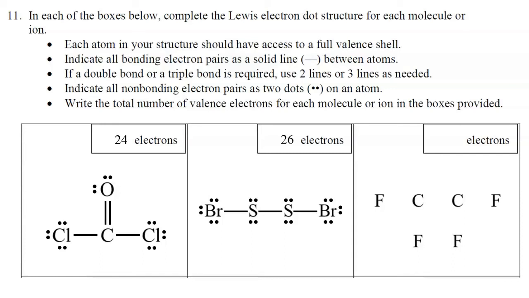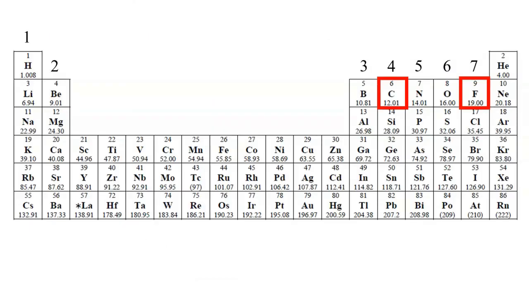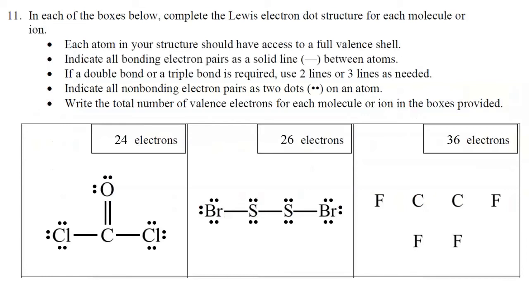Our next molecule contains 2 carbons and 4 fluorines. Each carbon has 4 valence electrons, so 4 plus 4 is 8, and each fluorine has 7 valence electrons, and we have 4 of them. So 7 times 4 is 28. 28 plus 8 is 36. Let's go ahead and connect them with single bonds to start.